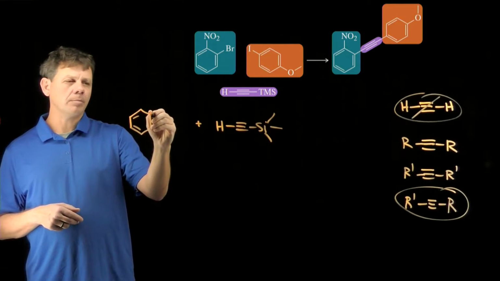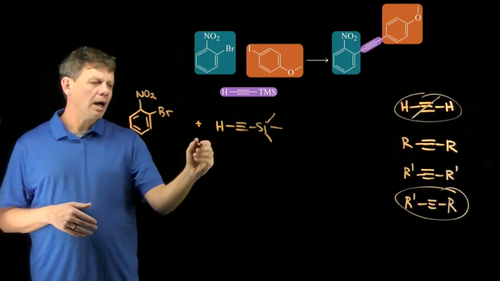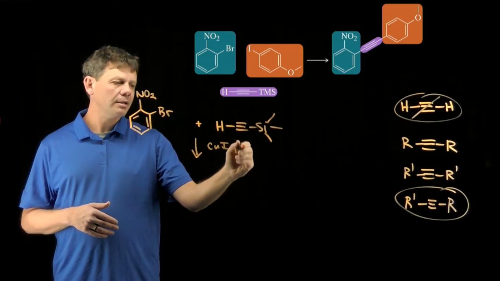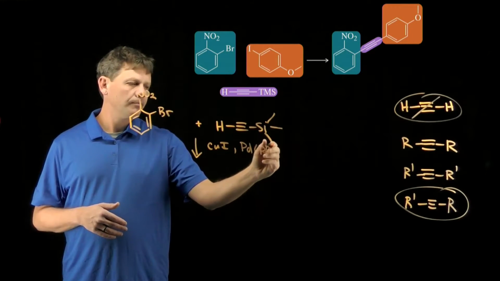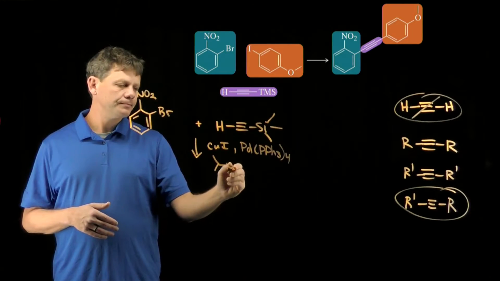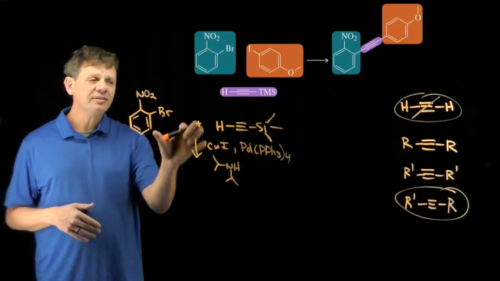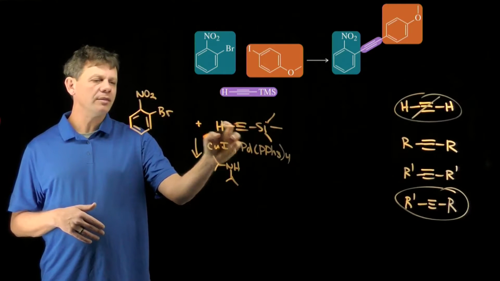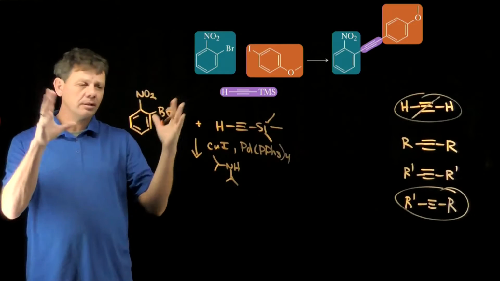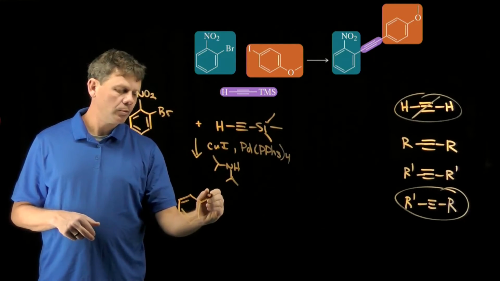So this bromo-nitro compound. Our typical conditions of the Sonogashira would be copper iodide, palladium tetrakis, and typically some amine base to help make the copper acetylene. This is going to result in a new bond forming between this carbon and this carbon only, and we let one equivalent react with one equivalent to completion, so that the product of this first step would be this.